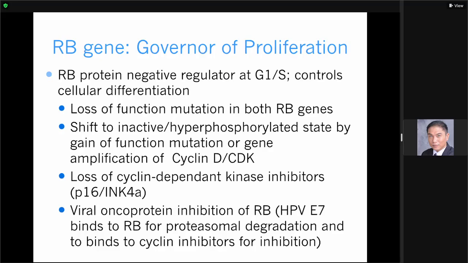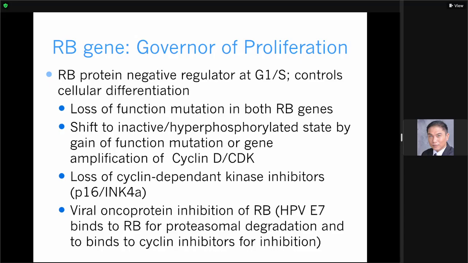Balikan natin yung RB gene. So this is a tumor suppressor gene encoding for tumor suppressor protein, RB. So RB protein is a negative regulator at G1S. At G1S, paano sila magpa-participate in carcinogenesis? If there is loss of function mutation in both RB genes, RB alleles, if there is a shift to inactive or hyperphosphorylated state by gain of function mutation or gene amplification of cyclin D, cyclin-dependent kinase.